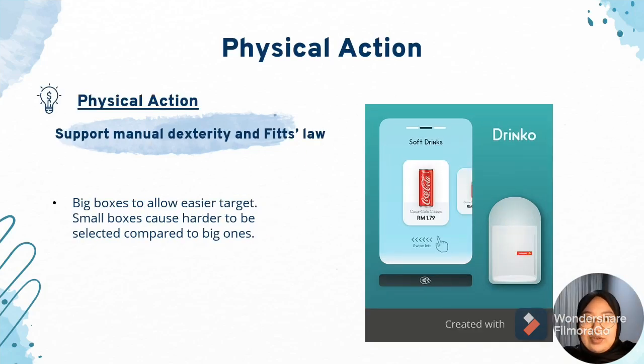The next stage that we will be talking about is the physical action stage. The physical action stage focuses on how the interaction design supports users in doing those actions. So the design guideline that we have applied is support manual dexterity and Fitts' law. So we have designed the button of the box to be big to allow easier target because small boxes cause harder to be selected compared to big ones.